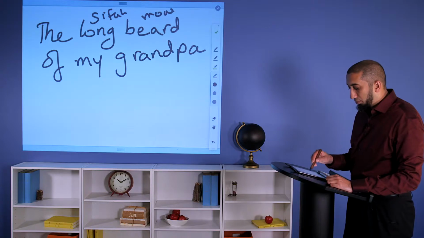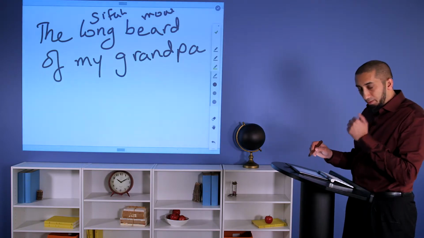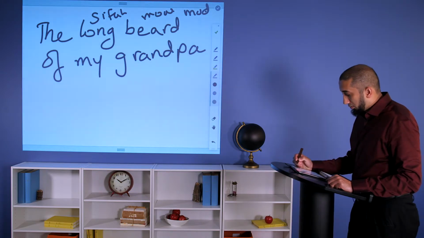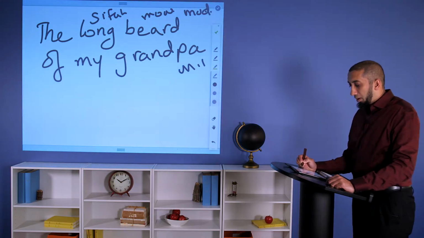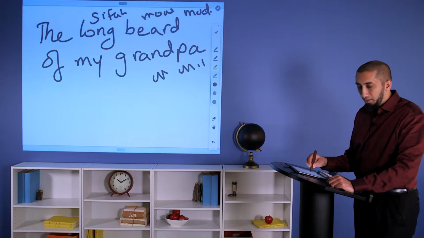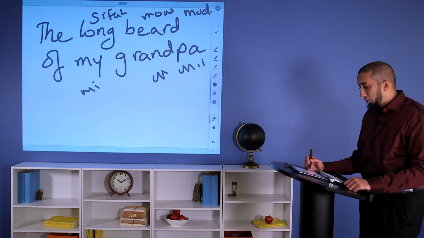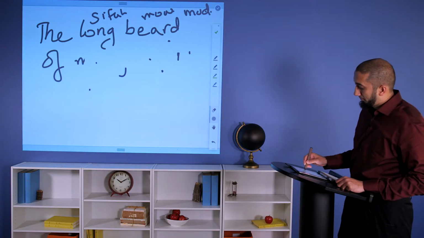But beard is also a mudaf, and grandpa is a mudaf ilayh. Very good. And grandpa is a mudaf, and then my is a mudaf ilayh. So there's a lot going on here. Now I want you to remember the phrase: the long beard of my grandpa.